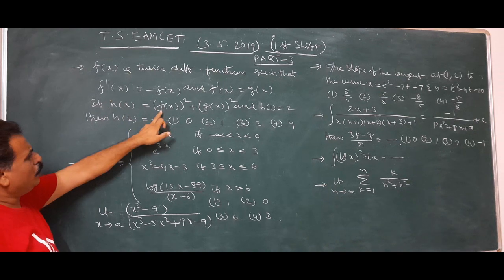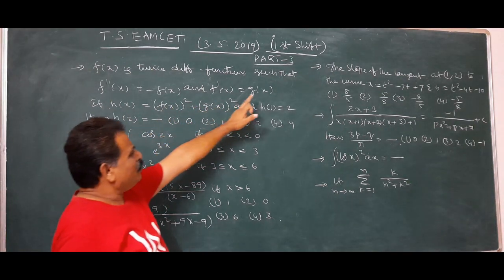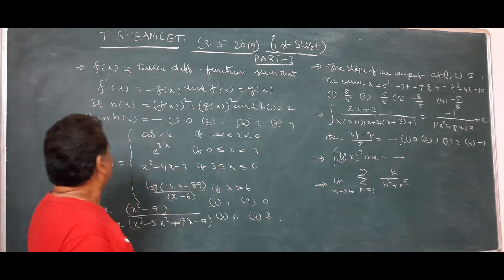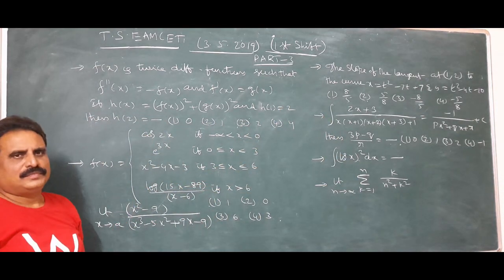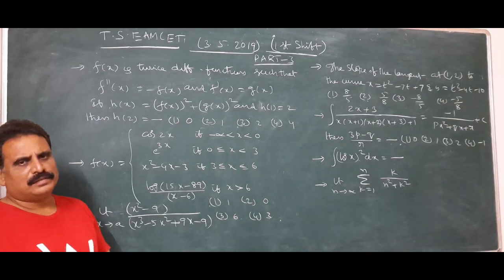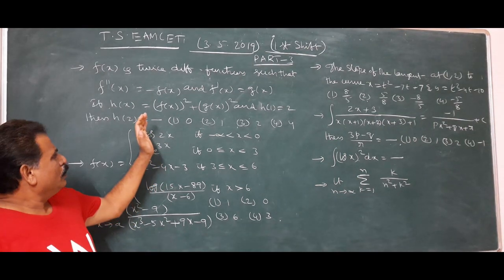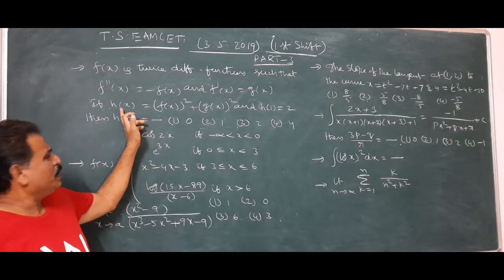If h(x) = (f(x))² + (g(x))² and h(1) = 2, then h(2) = ? Observing the question, there is a lot of data, but it is a very simple question. Just observe that, and differentiate this h(x).